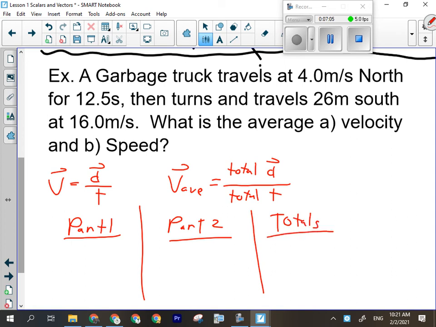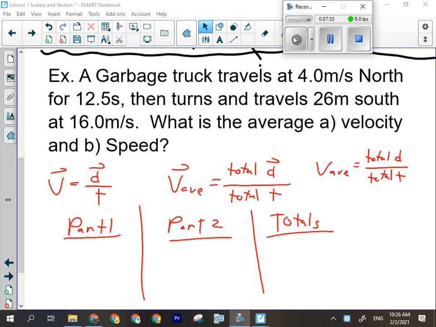Remember that to calculate the average velocity, you're going to need the total displacement and the total time. That means you'll need the displacement for each part and the time for each part. And for speed, same idea, except average speed is total distance over total time. All right, give you a couple minutes on that one.